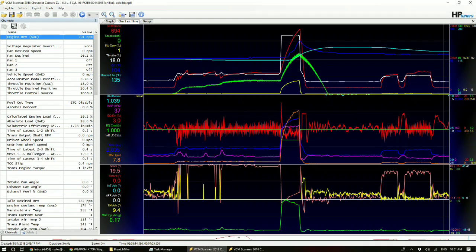Now let's take a look at that exact same pull again with the chiller system. So you can see there are no changes, there's no knock, and the manifold air temps start out at about 113 degrees and continue to decline as we are approaching the start of the pull.